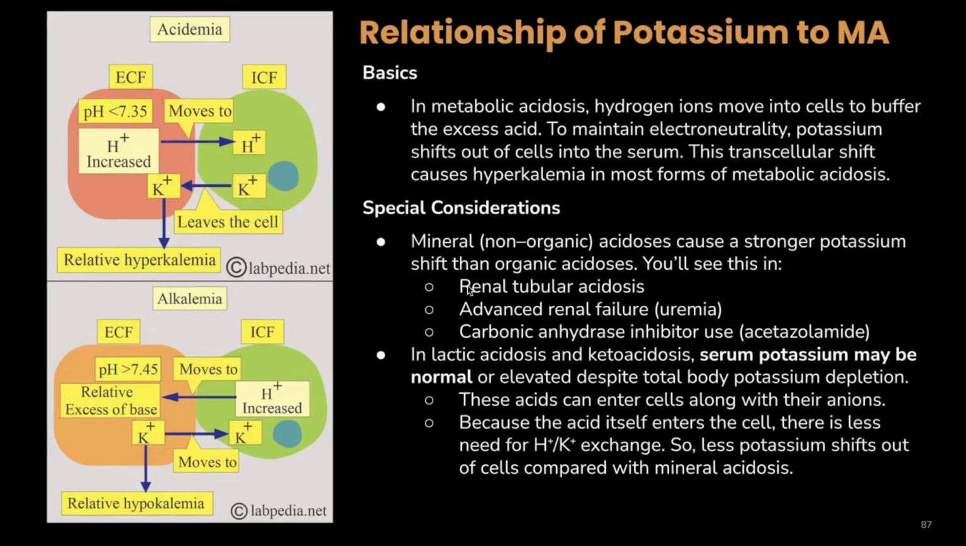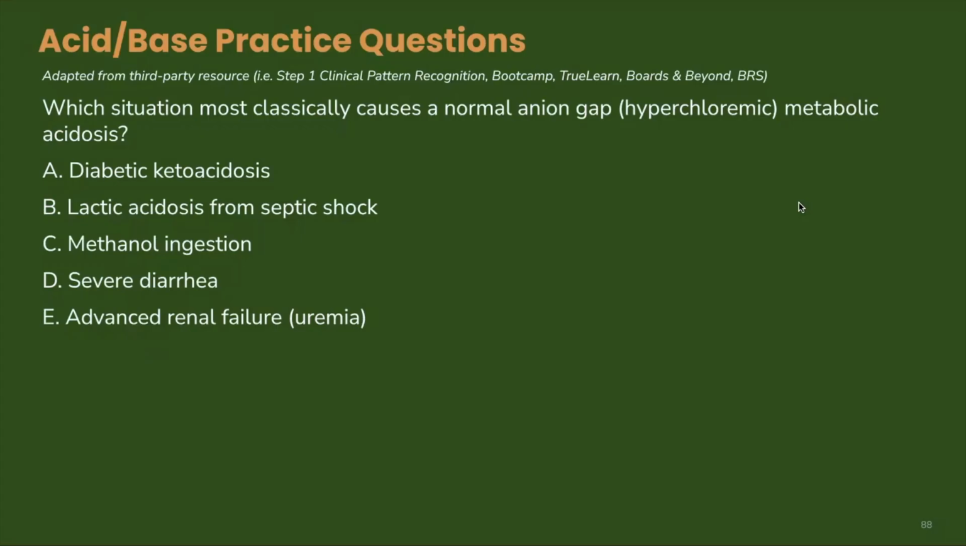Now, in lactic acidosis, or in a patient that has diabetic ketoacidosis, we might not see this issue. We can actually see normal potassium levels. And the reason why has to do with their protons. The acid itself actually enters the cell, so we don't need that proton H plus exchanger that happens here. So the big takeaway here is that for patients in lactic acidosis or diabetic ketoacidosis, you might see normal potassium levels even if they have a metabolic acidosis. Okay, let's do practice problems.